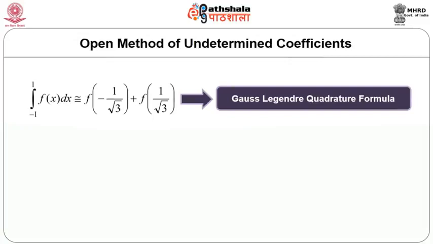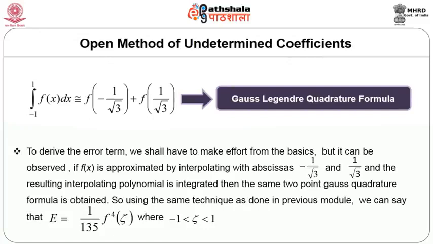This is known as the Gauss-Legendre quadrature formula with 2 points. To derive the error term, we have to do the same procedure. The weights are given by the integral of L_i(x) dx from minus 1 to 1. To derive the error term, the same technique as we have done in the previous module of the Newton-Cotes integration formula is to be used. The only thing is now the abscissas are known, minus 1 by root 3 and 1 by root 3. Find the interpolating polynomials through them. So, that is, find the L_i(x) expressions for them and integrate from minus 1 to 1.